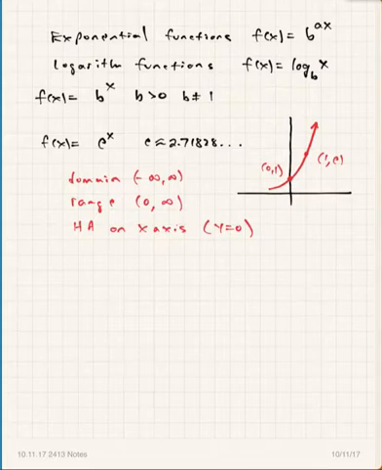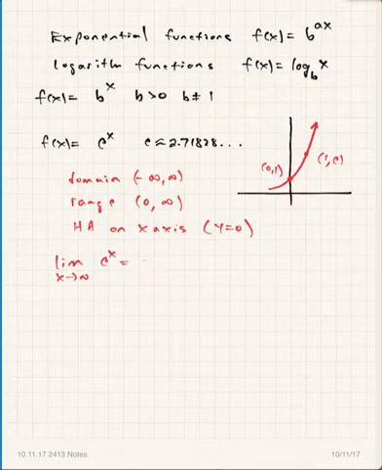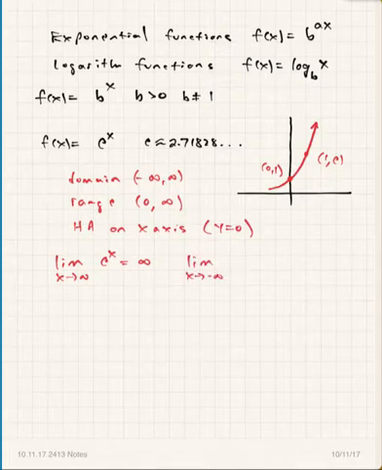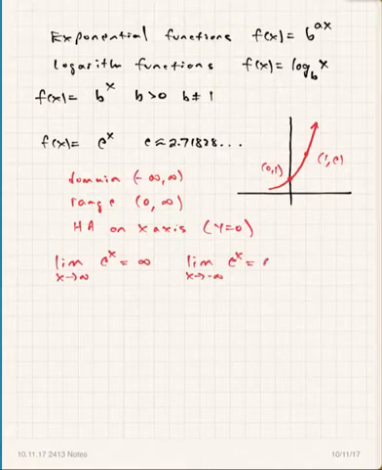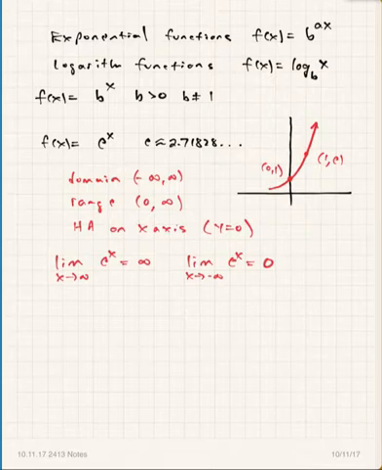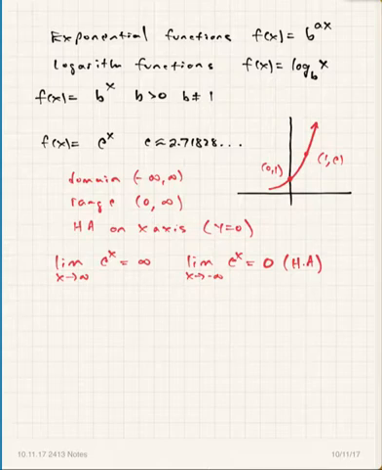All right, as far as limits go, the limit as x goes to infinity for e to the x is equal to infinity. That's very clear from the graph. As x gets larger and larger, e to the x gets larger and larger. And the limit as x goes to negative infinity for e to the x is equal to 0. As x gets to be a larger negative number, e to the x gets closer and closer to 0. And that refers back to the horizontal asymptote on the graph, on the x-axis.